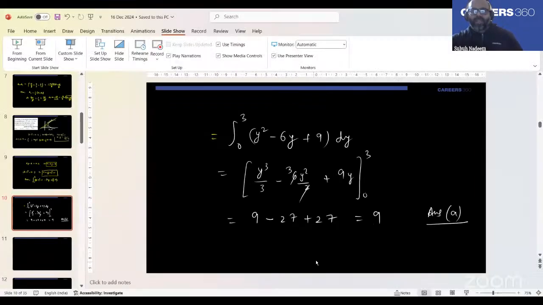So this case was a case where we have to take horizontal strips. But in previous questions, we were taking vertical strips.